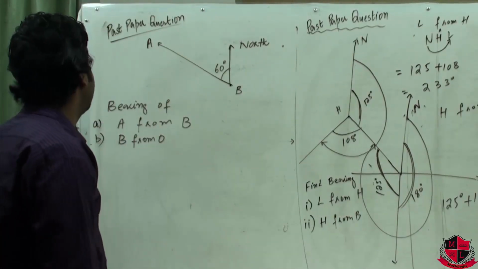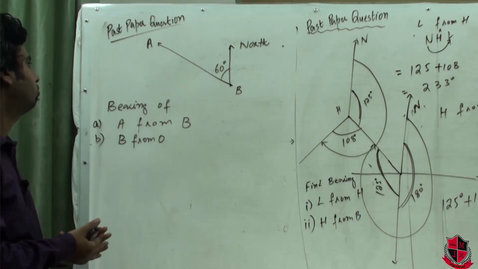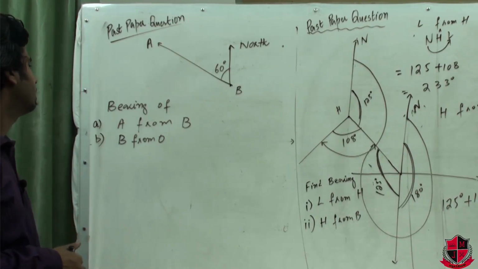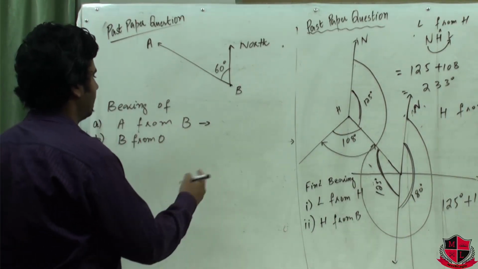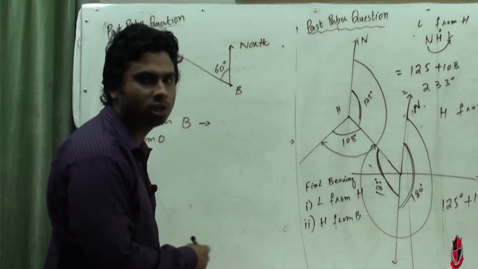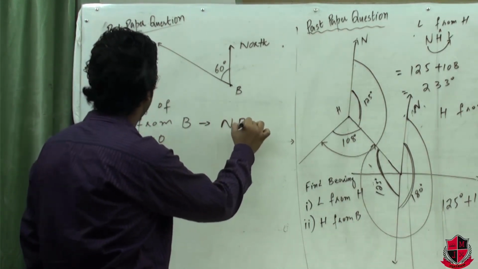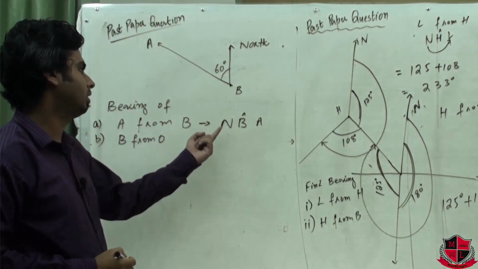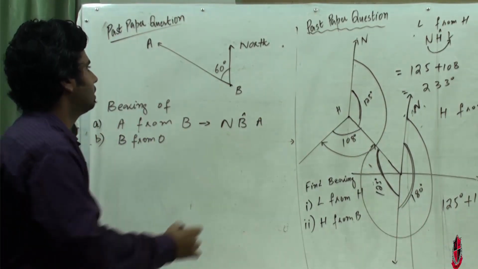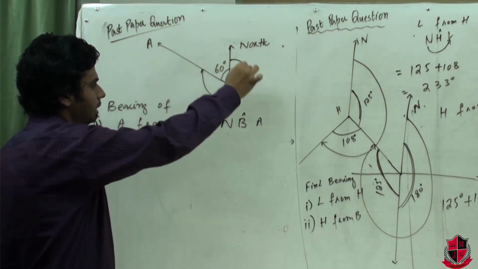Let's take another example of our topic. Bearing is going on and we need to find the bearing of A from B. A from B means the vertex of the angle is at B and the angle always starts from north. We have a fixed ray. So our bearing will be N, B, A. Our angle is starting from N and ending at A. So this will be our answer, NBA.